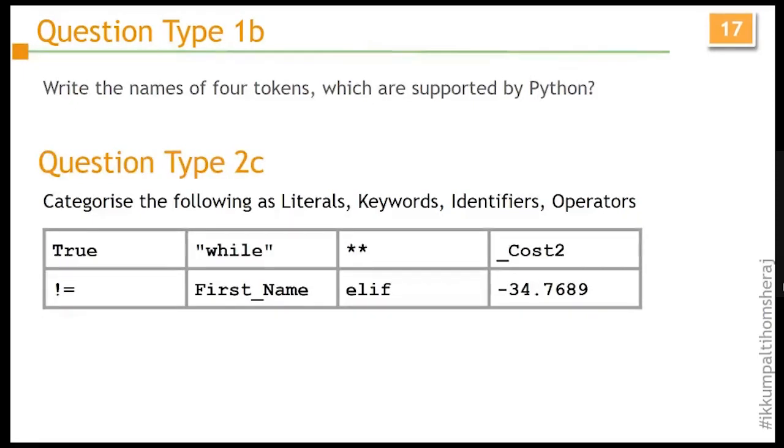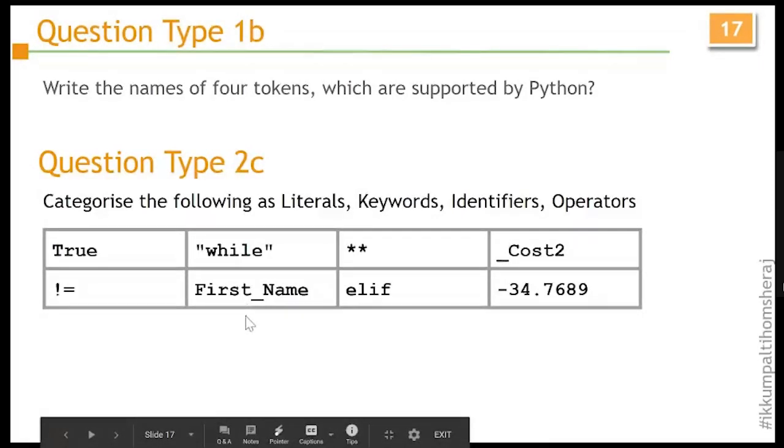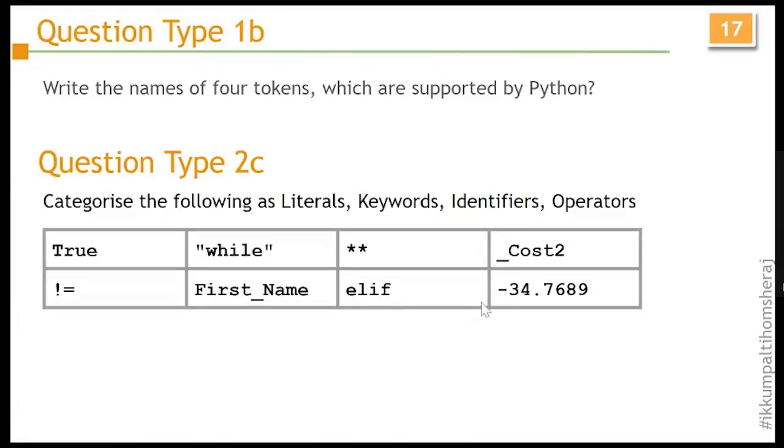Next kind of question can be framed like, categorize the following as literals, keywords, identifiers, and operators. So the first one can be categorized as keyword as well as literal. The second one will be categorized as literal. Third one will be operator. Fourth one will be identifier. The fifth one is going to be considered as operator. Then the sixth one is going to be identifier. Next is going to be keyword, and the last one is once again literal.